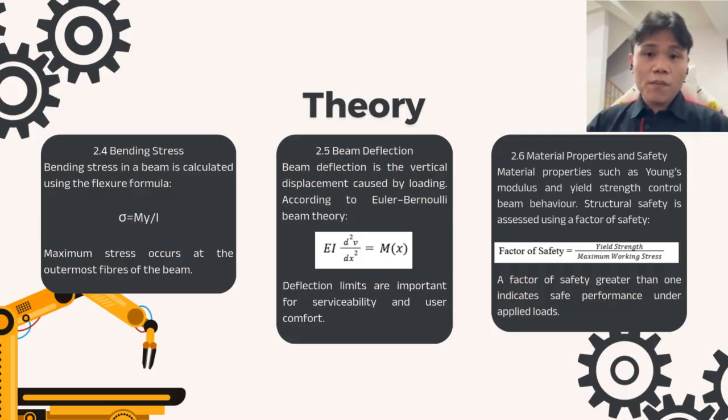Material properties such as Young's modulus and yield strength control beam behavior. Structural safety is assessed using a factor of safety. Factor of safety equals yield strength divided by maximum working stress. A factor of safety greater than 1 indicates safe performance under applied loads. That's all from me. Thank you.